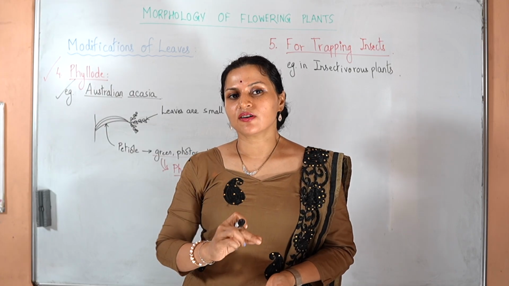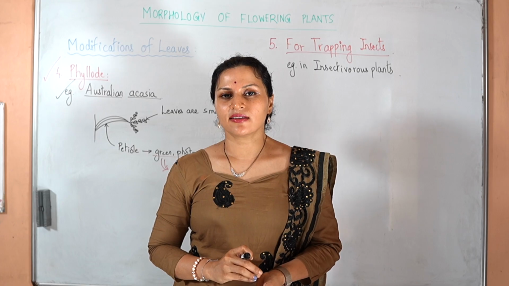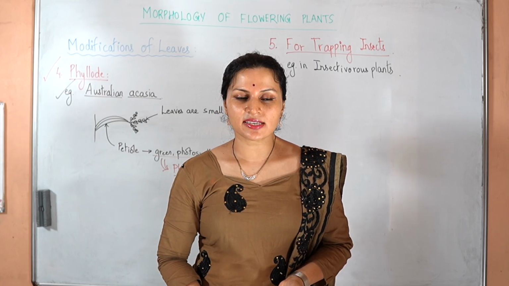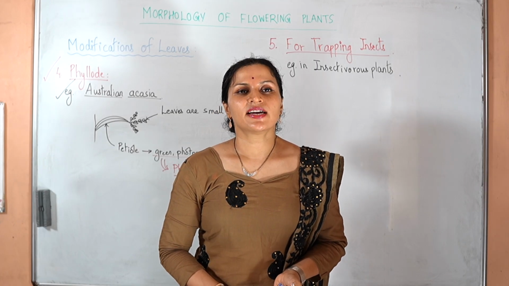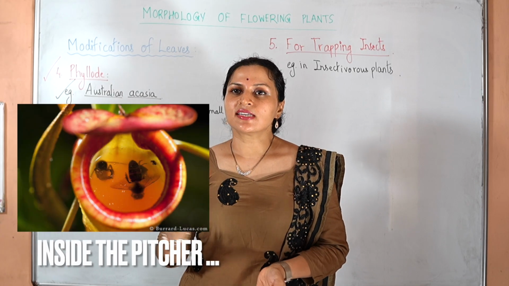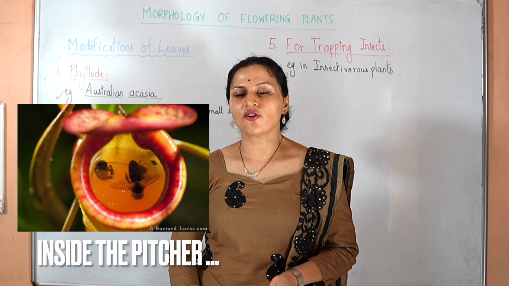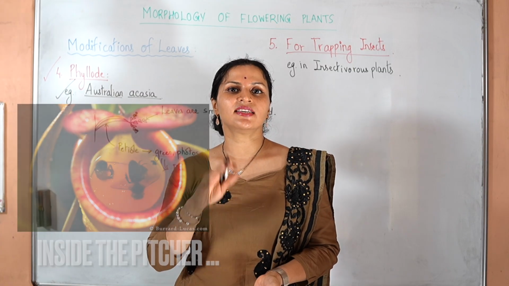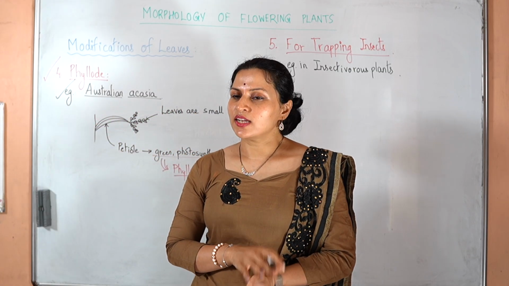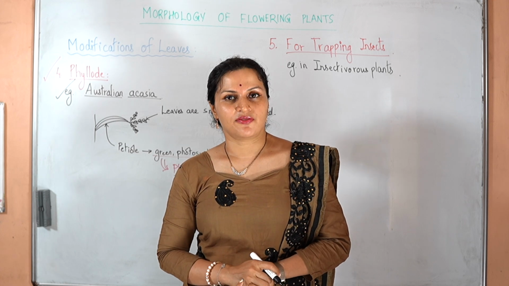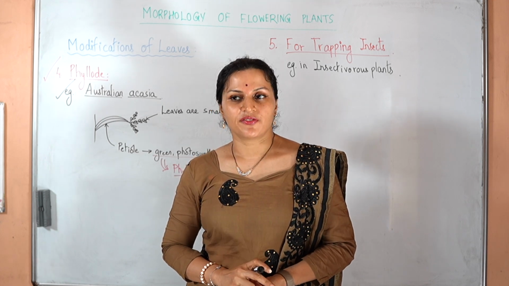The rim of the pitcher will be very slippery, and there will be digestive juices inside which will look like nectar to the insect. The lid will be kept open, the insect will come and sit on the rim, and it will be very slippery. It will slip and fall inside the digestive juices, and the lid will shut close. The lid is made from the apex of the leaf. So it's entirely a leaf modification.